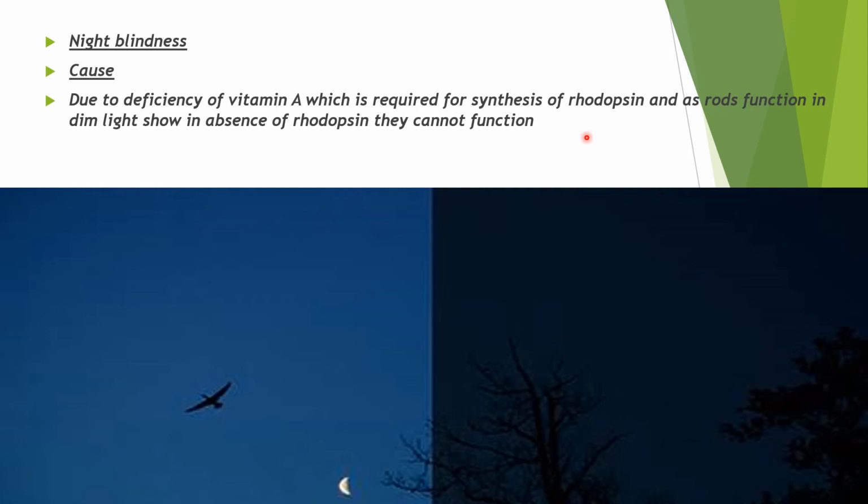And I have told you earlier, rods contain rhodopsin, and rods are the photosensitive neurons which are stimulated by dim light intensity. They help you to see in dim light intensity. So, when there is deficiency of vitamin A, there would be deficiency of rhodopsin, and as a result, the rods will not be functioning properly. So, we suffer from this condition called night blindness.